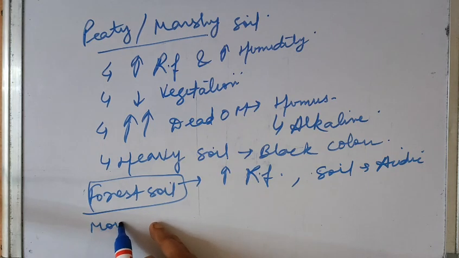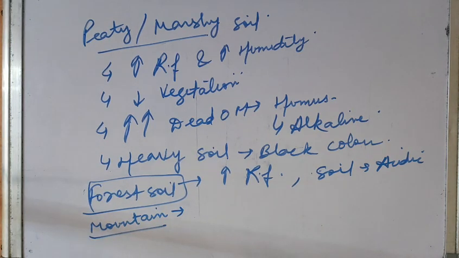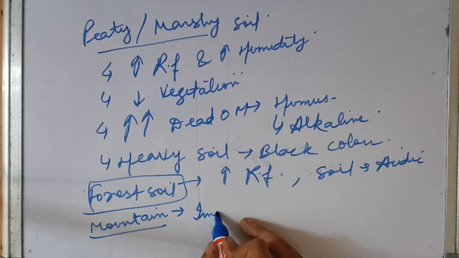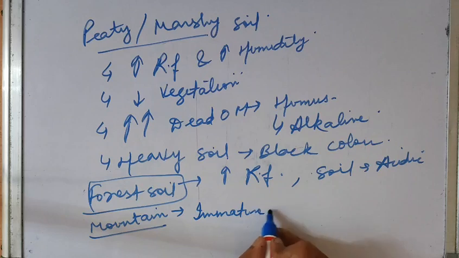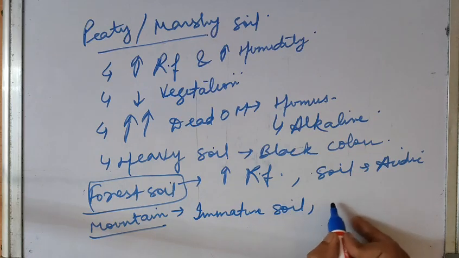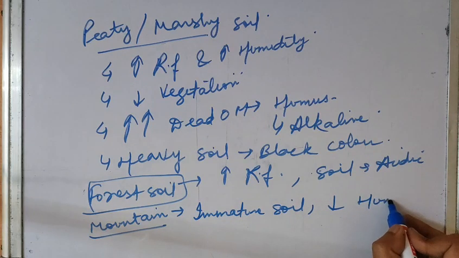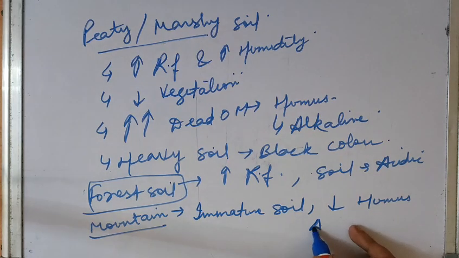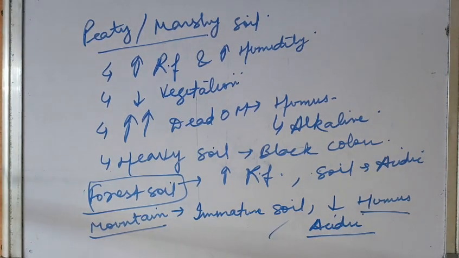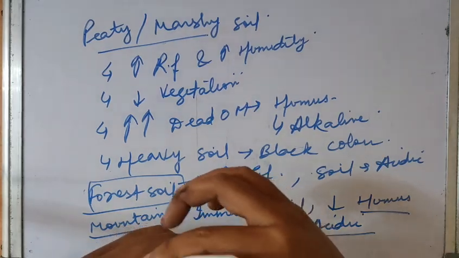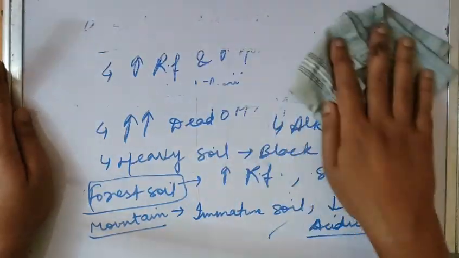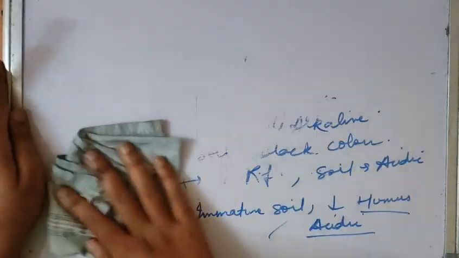Now there is one more, mountain soil. Mountain regions in the country near Himalayan regions. It is immature soil, with low humus content, also acidic. So this is all about the main soils of India. Hope you all understand it.